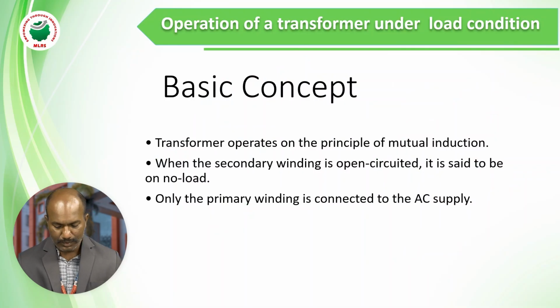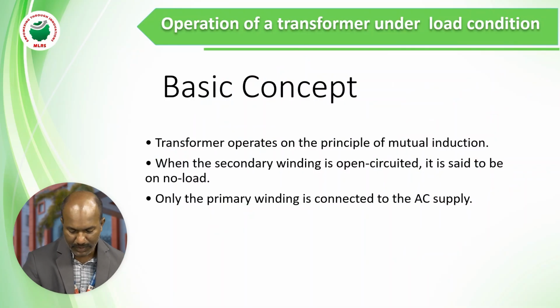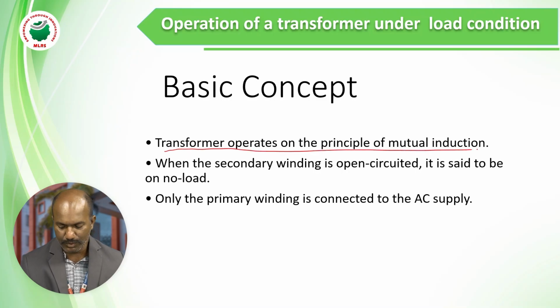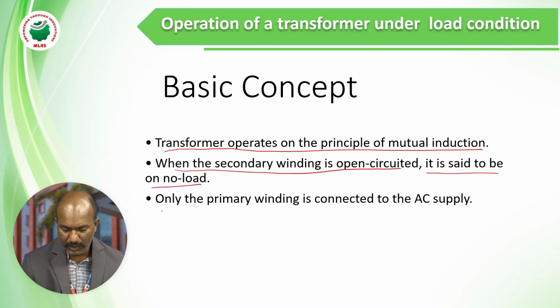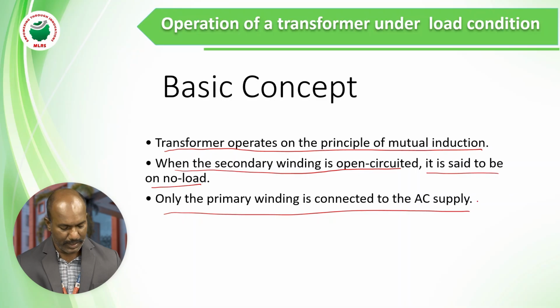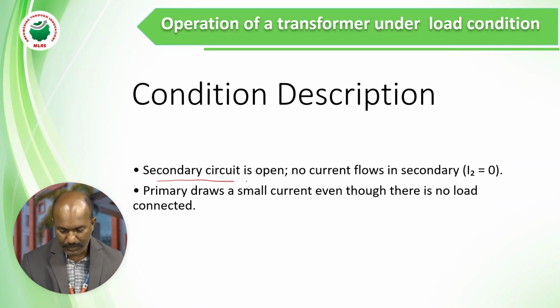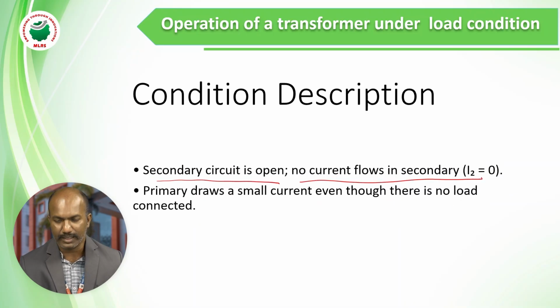So here I have explained briefly. The transformer operates on the principle of mutual induction. When the secondary winding is open circuited, it is said to be on no load. Only the primary winding is connected to the AC supply. Since the secondary circuit is open, no current flows in the secondary, that is I2 is equal to 0. The primary draws a small current. The current flowing in the primary winding, that is I0, is very small when compared to full load current.